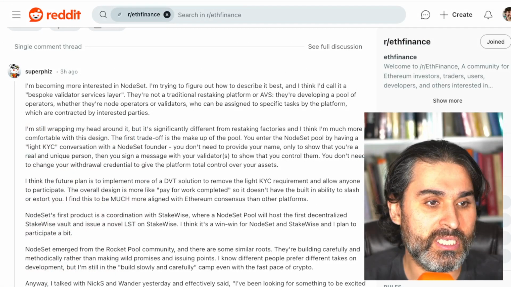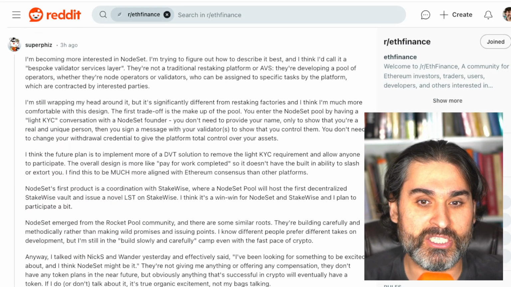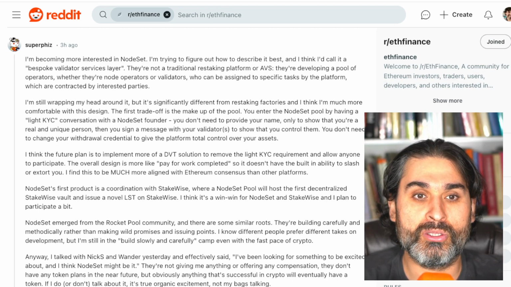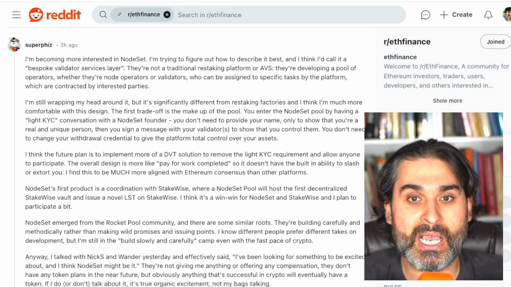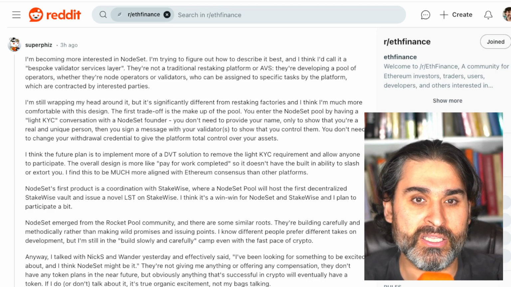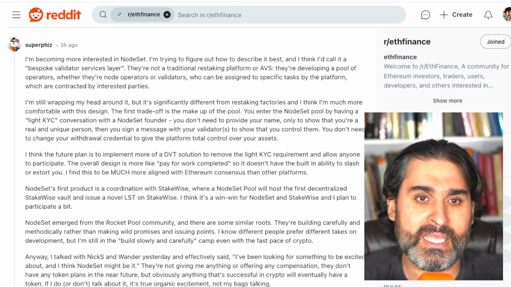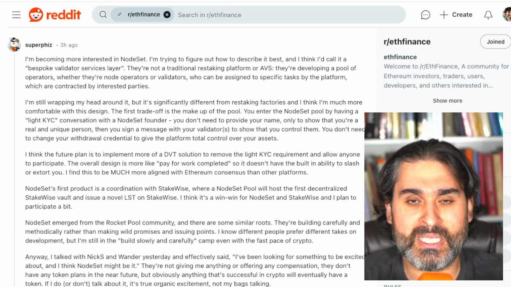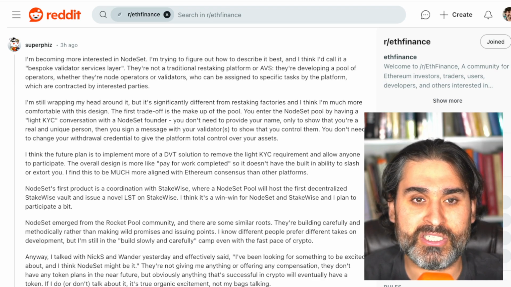Okay, next we've got this post from Phiz on Reddit's rETH finance page, and he's talking about how he's becoming a NodeSet node operator. So he says, I'm becoming more interested in NodeSet. I'm trying to figure out how to describe it best, and I think I'd call it a bespoke validated services layer. They're not a traditional restaking platform or AVS. They're developing a pool of operators, whether they're node operators or validators, who can be assigned to specific tasks by the platform, which are contracted by interested parties.